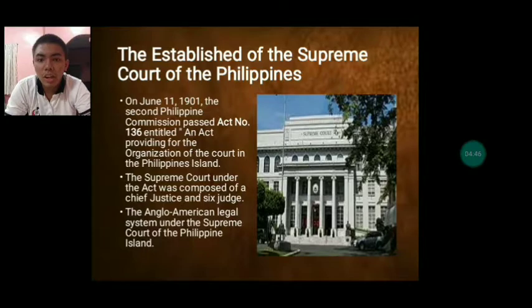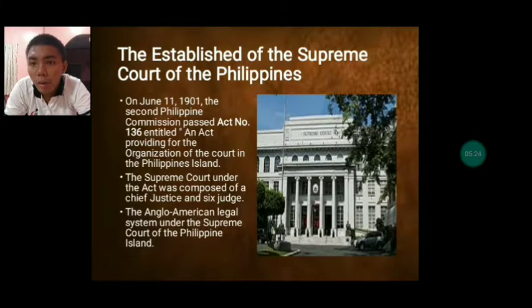The judicial organization under the act was concrete. The American lawyers in the Philippine Commission patterned its basic structure and organization after the United States. The Supreme Court under the act is composed of the Chief Justice and 6 judges. So 5 members of the court constitute a quorum, and the concurrence of the members is necessary for the pronouncement of judgment.